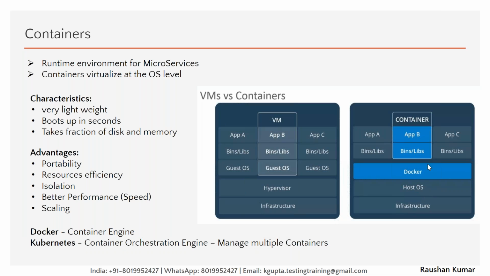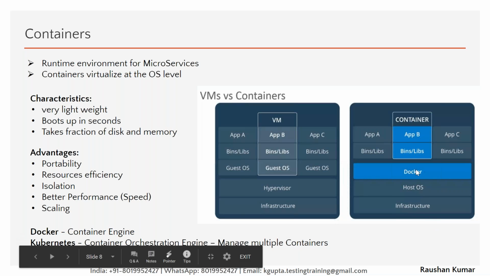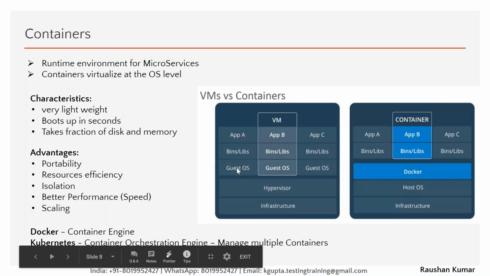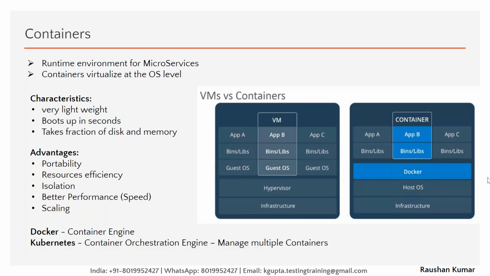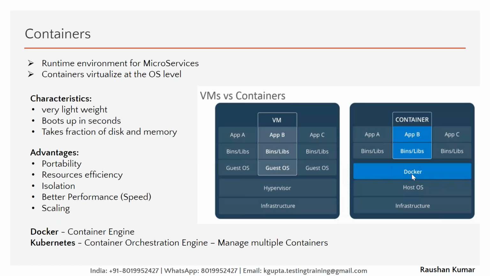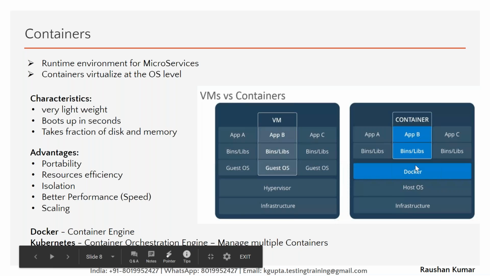I'm using one Docker engine. That's called the container engine; Docker is the container engine. This is my host OS. On top of my host OS, I install my container engine, suppose Docker, the most popular container engine. Then I can virtualize at the OS level. In the form of containers, I virtualize at the host operating system level.